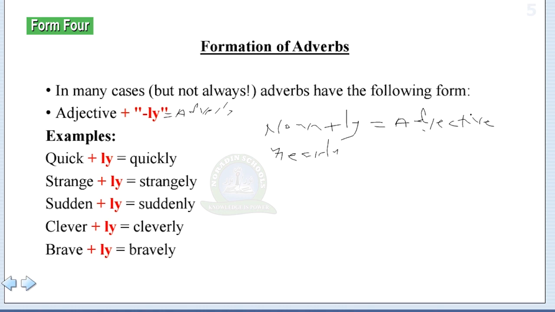Yearly, lovely, friendly, weekly, monthly. All these are adjectives, not adverbs. But some people always get confused. They think that these are adverbs of manner, but they are not. They are adjectives. Quick plus ly is quickly. So this is an adjective and this is an adverb. This is a quick response. He runs quickly, or he answers the question quickly.